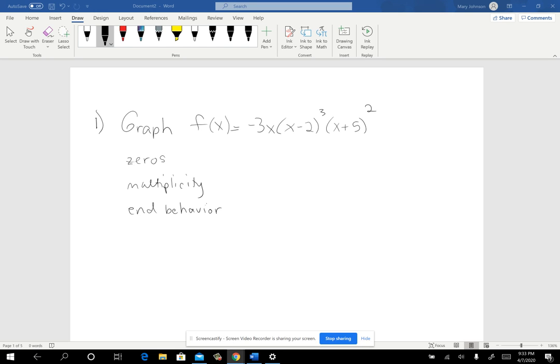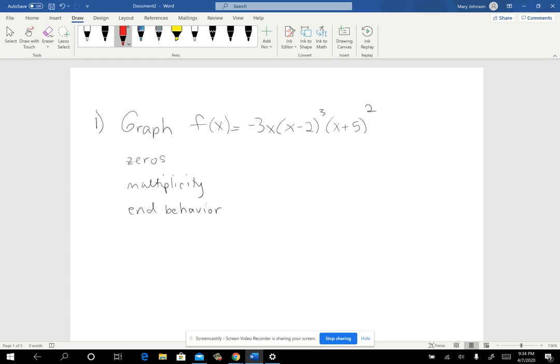I wanted to make some videos of the examples I did during the online class session today. The first example was trying to go through the process you should think about when trying to sketch the graph of a polynomial function. So the first thing you should do, if it's in factored form, is to think about the zeros of the function.